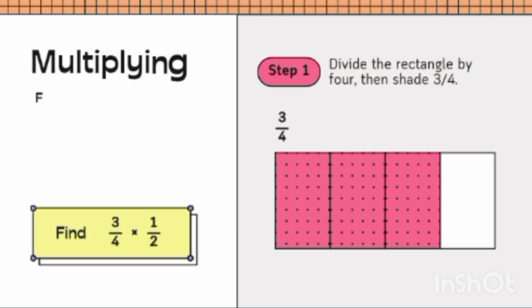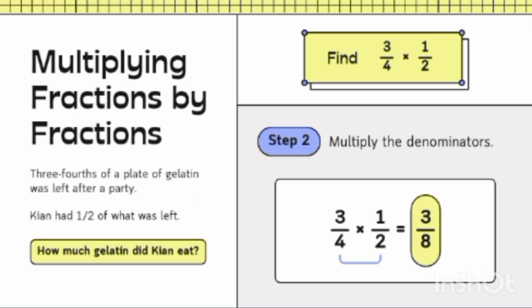Then our second step is to multiply the denominators. Our denominators are 4 and 2, and when we multiply them we will get 8. So now our answer is 3/8. It means Kian ate 3/8 of the gelatin.